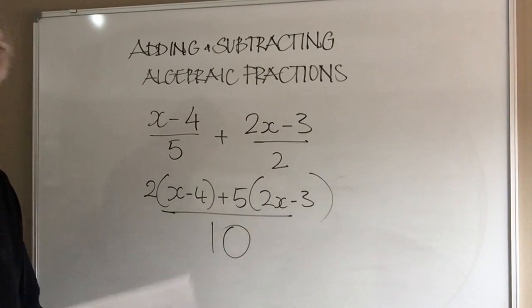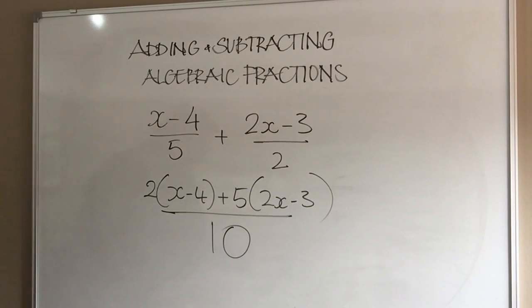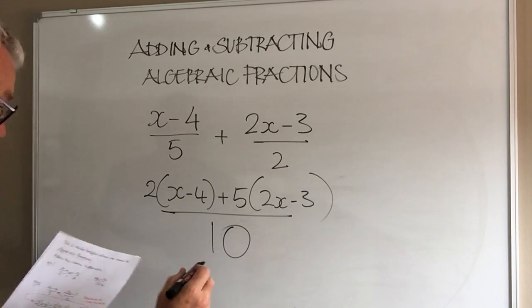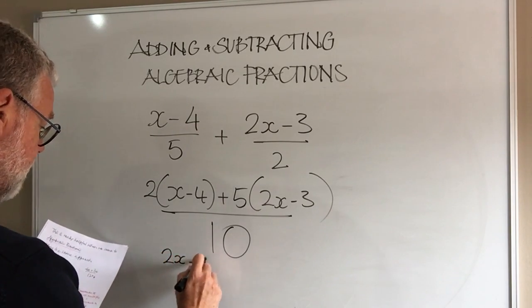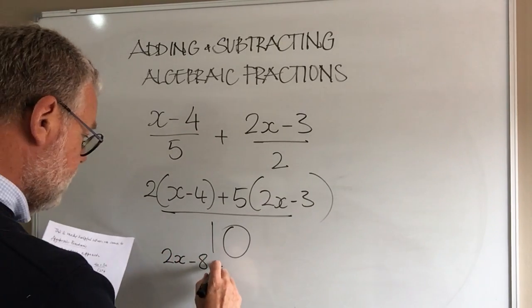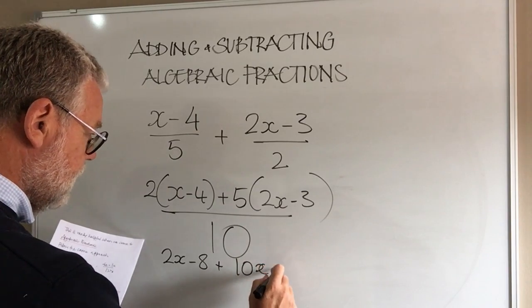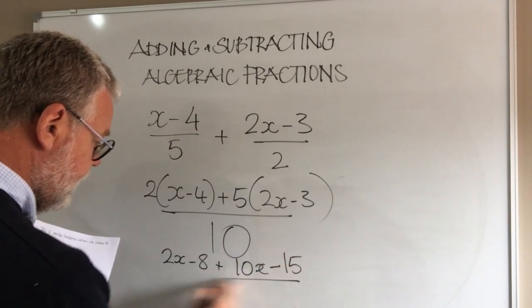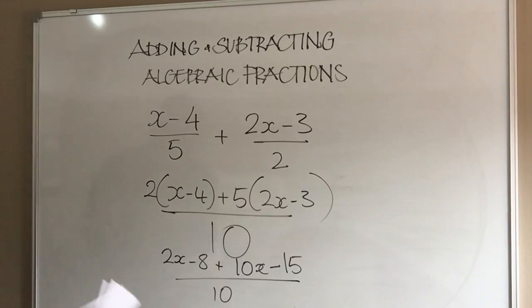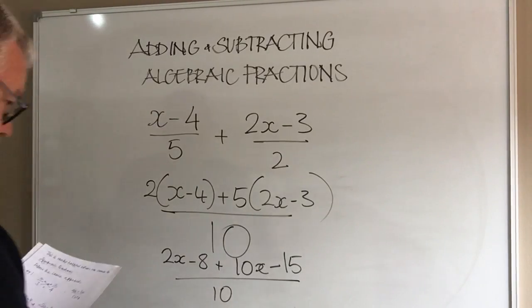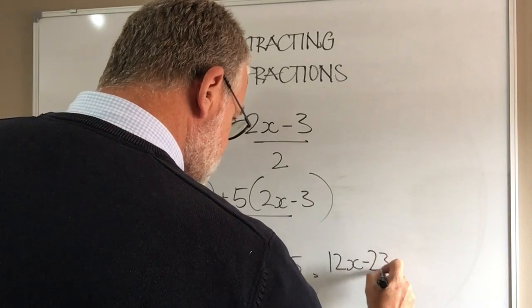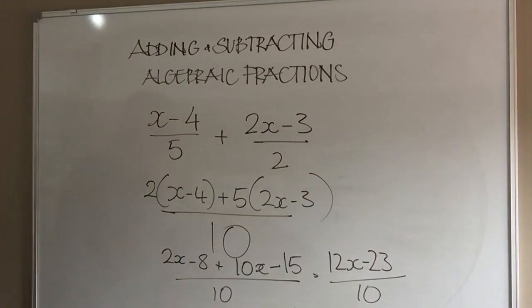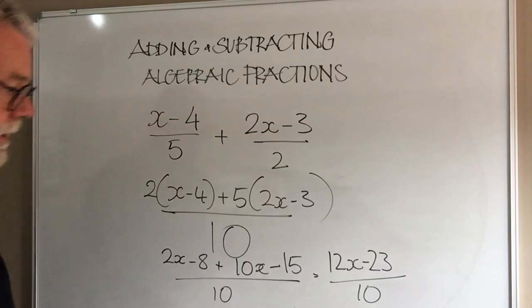Okay, and now what we need to do, of course, is to expand the brackets. So, if we expand the brackets, we've got 2x minus 8 plus 10x minus 15 over 10. Collect like terms, and we have 12x take away 23 over 10 as our simplified expression.